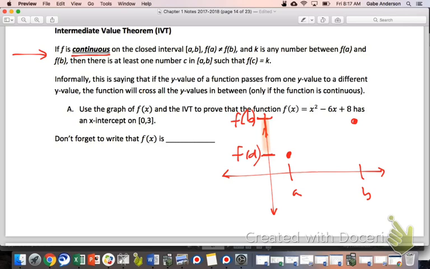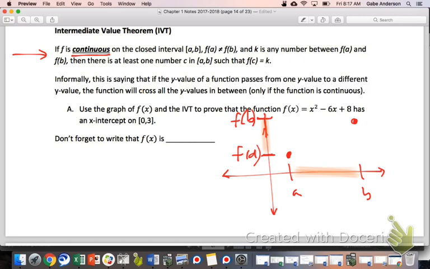And then here is the finisher. They say, then there's at least one number, c. So c is going to fit within this interval right here. There's some number c such that f of c equals k. Let me just use the informal thing here. Informally this is saying that if the y value of a function passes from one y value to another, the function will have to hit all the y values in between.